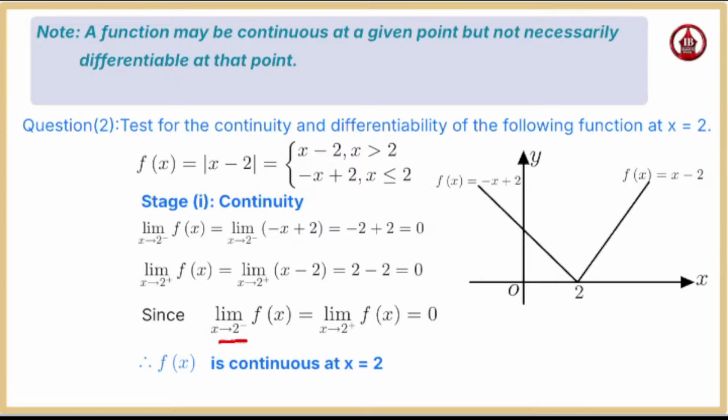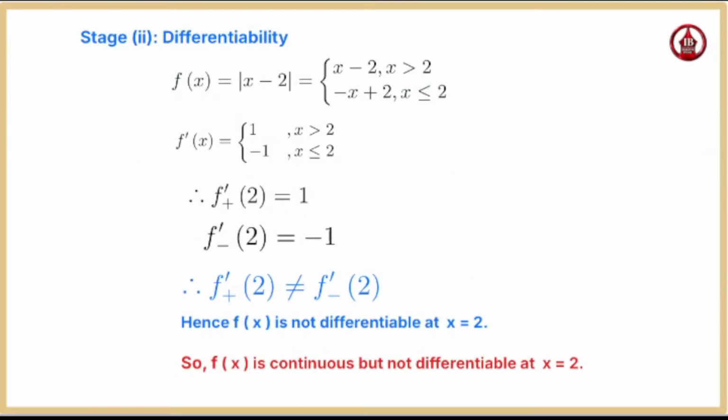So since limit x tends to 2 minus f of x is equal to limit x tends to 2 plus f of x, and both are equal to 0, therefore the function f of x is continuous at x is equal to 2. So I hope you understood this. Okay. Now the next part of the function.